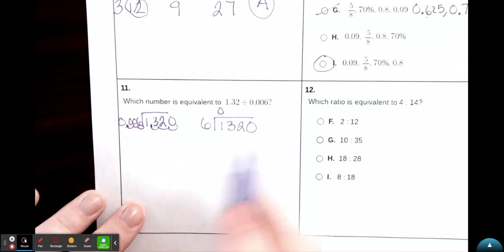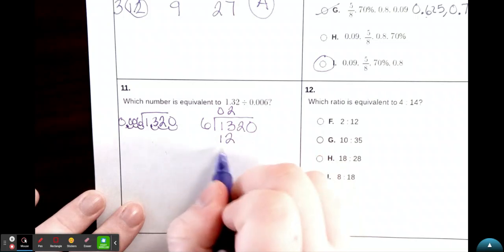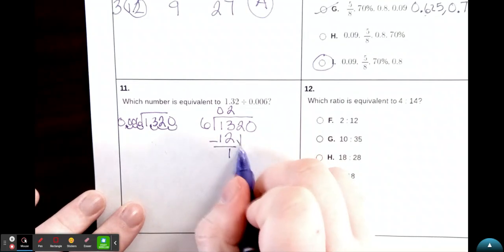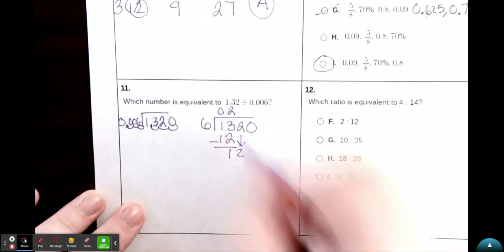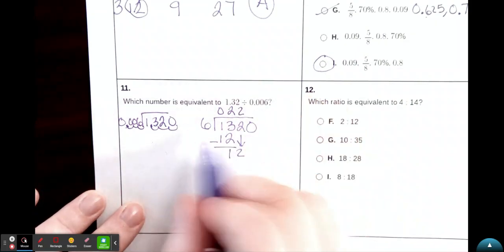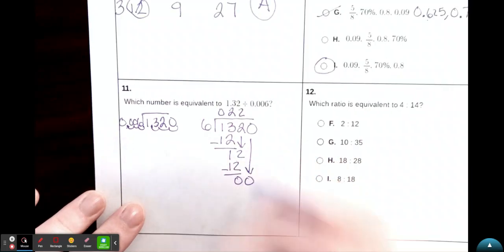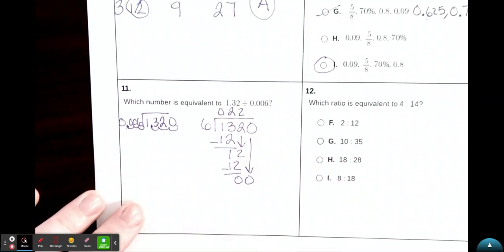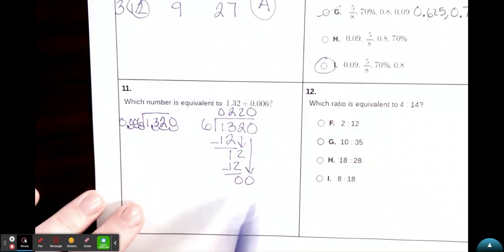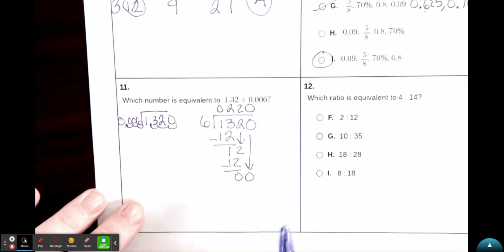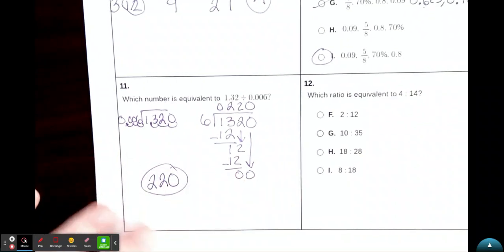Can 6 go into 13? Yes, how many times? 2. Okay, 2 times 6 is 12. 13 minus 12 is 1. Bring down the 2. I'm speeding up a little bit. 6 goes into 12 how many times? Twice. 6 times 2 is 12. 12 minus 12 is 0. Bring down my last number, which is a 0. How many times does 6 go into 0? 0. Okay, and since I'm done with numbers here and I have no remainder, I'm all done. So what is my final answer? 220.